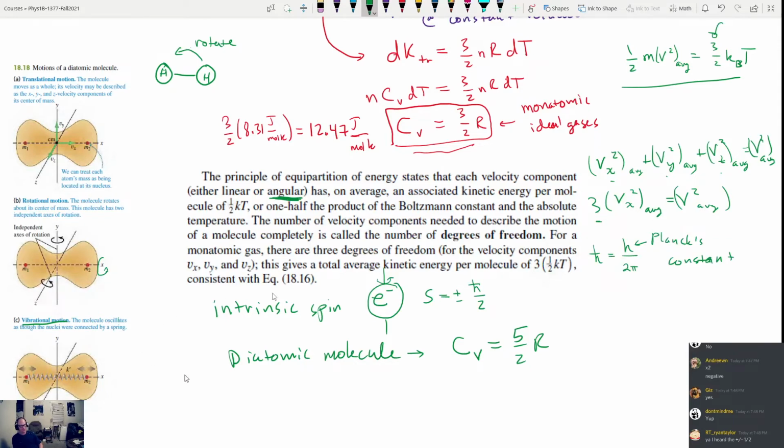So I think there's another thing that we can say, although your book doesn't explicitly say this, unless I'm crazy. No, they don't talk about this.